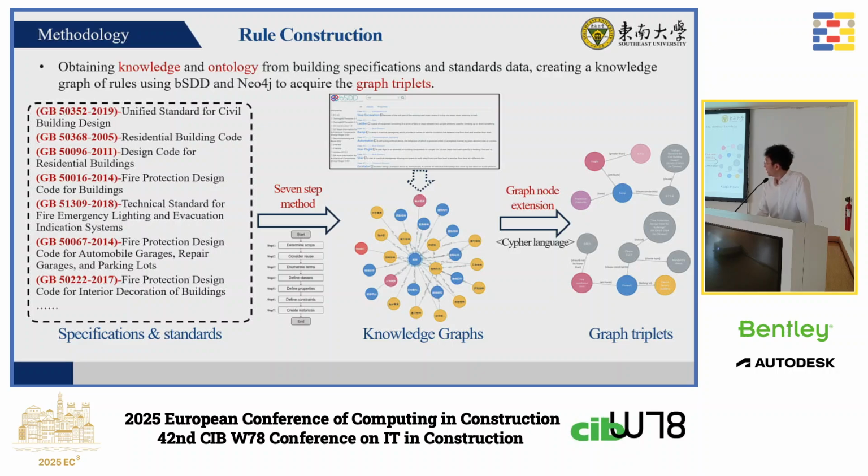For the rule construction, we use the Stanford seven-step method to construct our knowledge graph. These are some Chinese building rules for fire protection, building regulations, and others. For common terms, we use buildingSMART bSDD, a library to make the graph more common. So we can get some graph nodes. This graph is part of the whole knowledge graph.